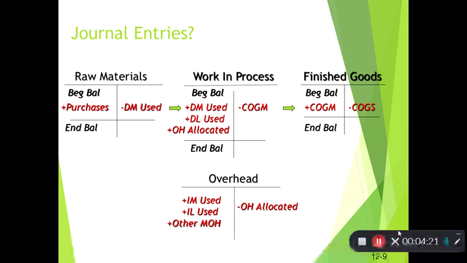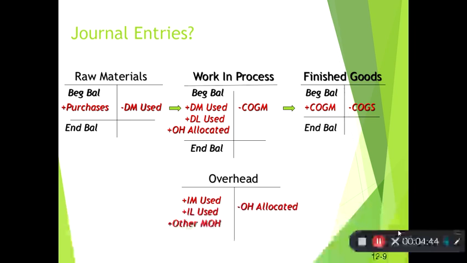And then for work in process, in addition to direct materials, we're also using direct labor. So as labor is being applied, that's going to increase work in process, and then it's going to credit essentially a payable, such as salaries or wages payable.